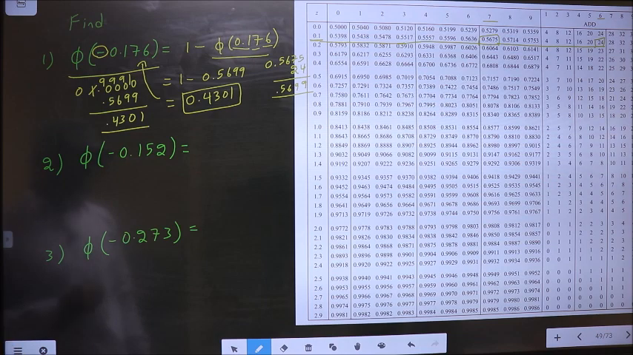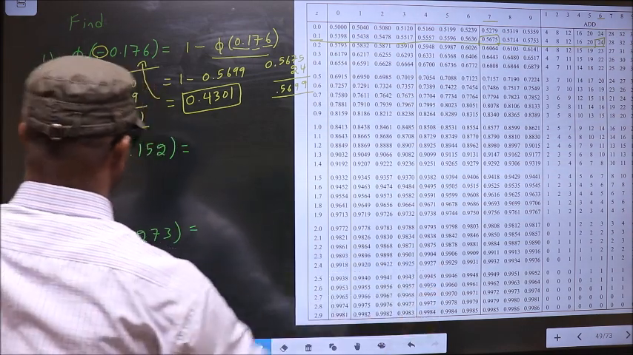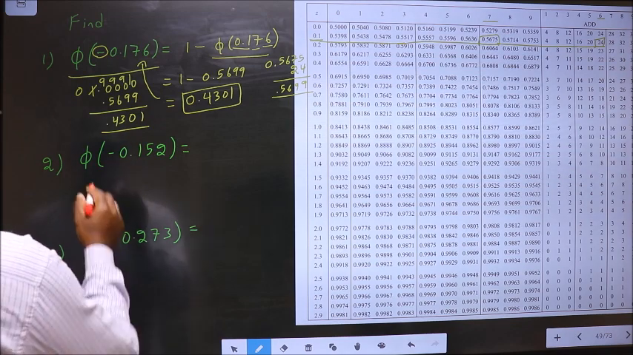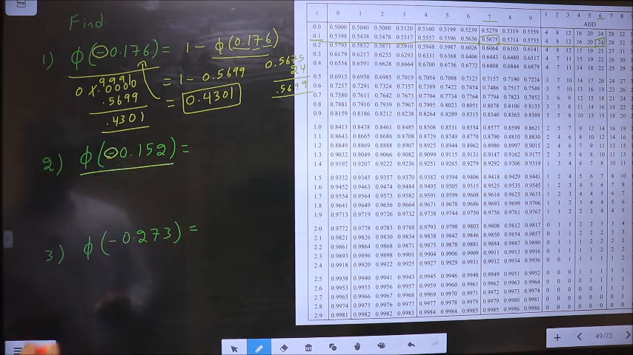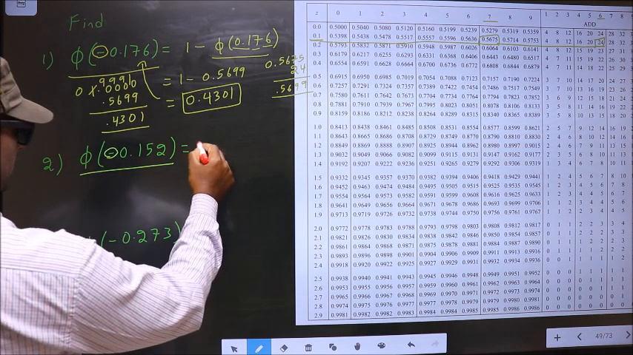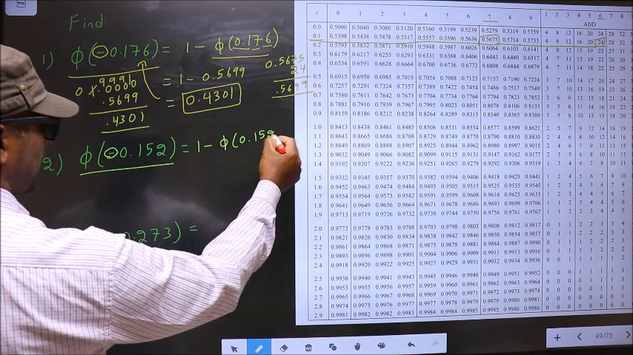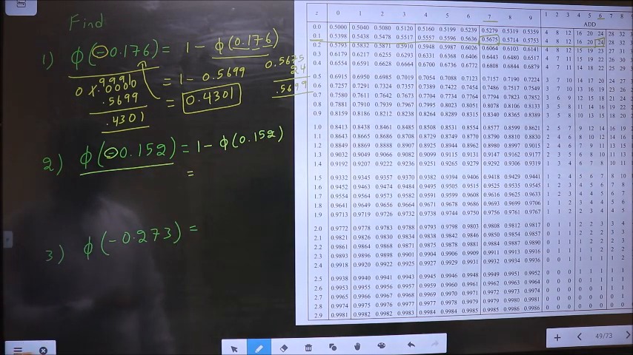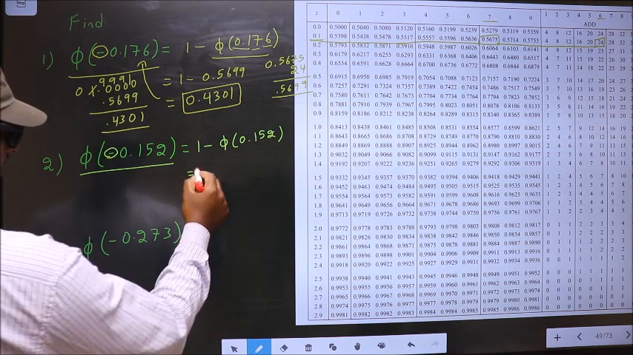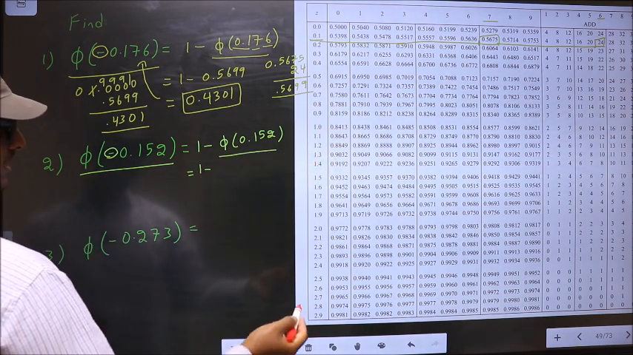Okay, next. Phi of minus 0.152. To find this value, first I should remove the negative sign. To remove the negative sign, I should do 1 minus. Whenever you do 1 minus, the negative will change into positive. It is a rule. Now, 1 minus. This value I will get from this table.